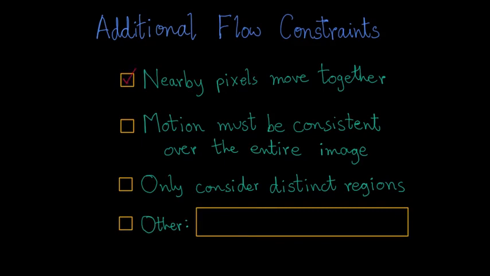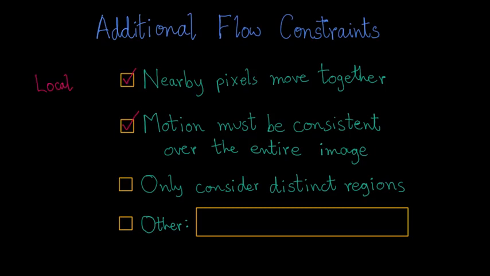Yes, nearby pixels tend to move together. This is because an object seen moving in a certain way occupies more than a few pixels. Well, otherwise it would be hard to see. This can be thought of as a local constraint, and we'll see more of this later. Saying that motion must be consistent over an entire image is a pretty bold claim. But it is still fairly valid and useful, especially when used as a soft constraint.